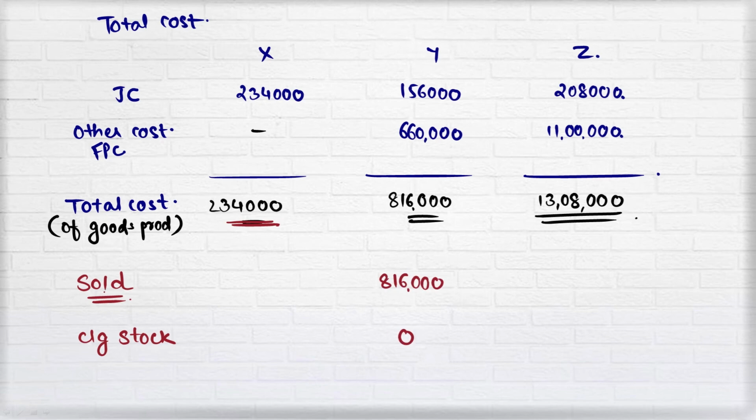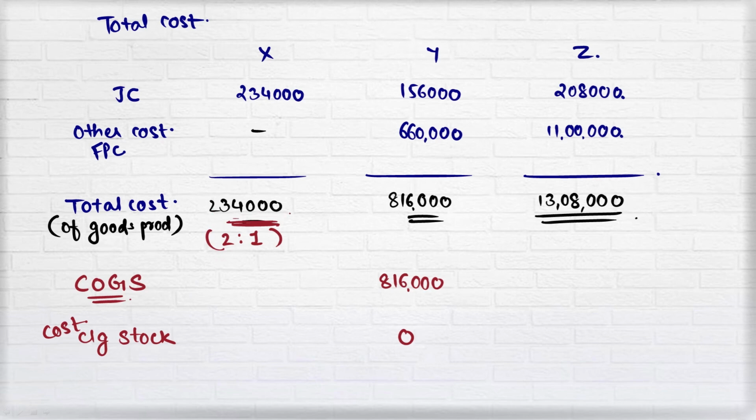Now instead of sold, see what I am writing down. You are comfortable with these words. This is COGS. What is COGS? Cost of goods sold. And this is closing stock. This is cost of closing stock. What is closing stock in X? 5,000. What is goods sold in X? Divide 2,34,000 in the ratio of 2:1. 10,000 is to 5,000, right?